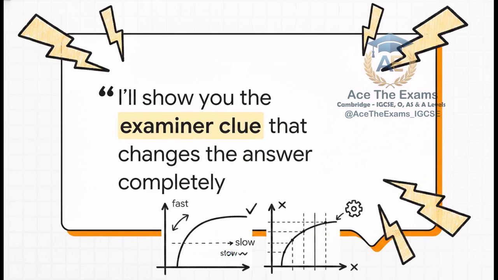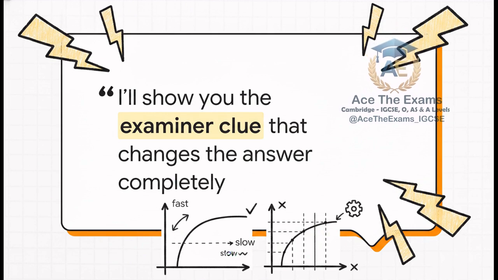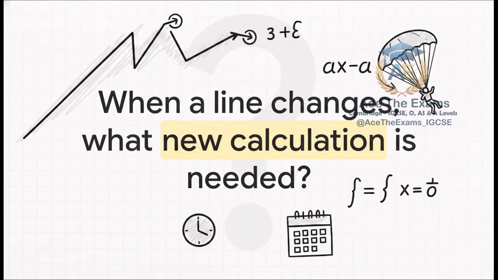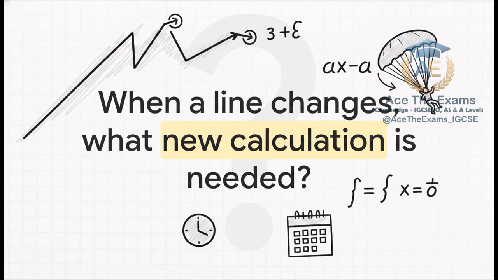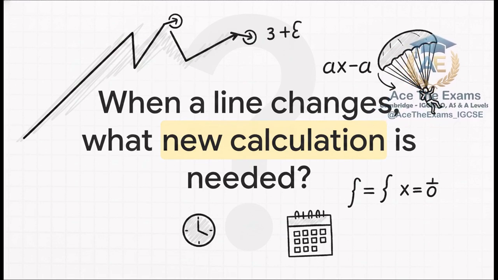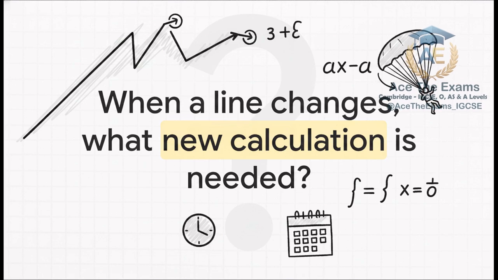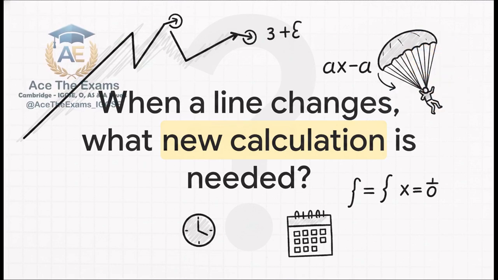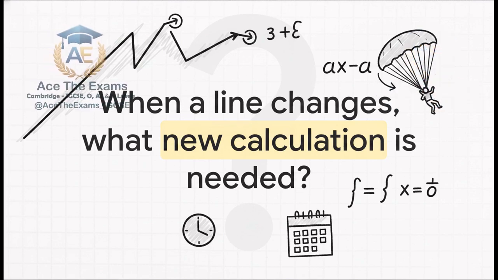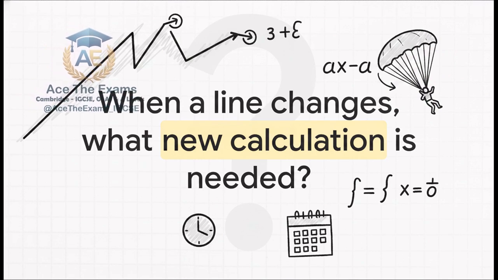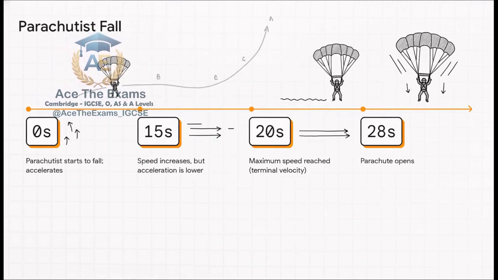We really have to break this down point by point. So you have to ask yourself this key question at every single corner or point on the curve. When a graph line changes, what new description or calculation is actually needed? The answer depends entirely on the physical context. You are telling a story using physics. Every time that gradient shifts, the physical reality of our parachutist has completely shifted. Let's trace the story from A to D.